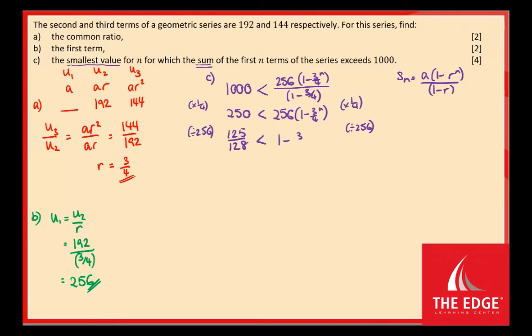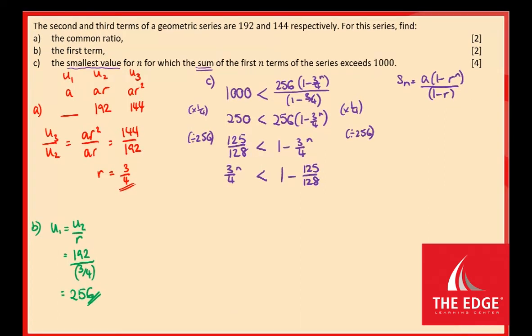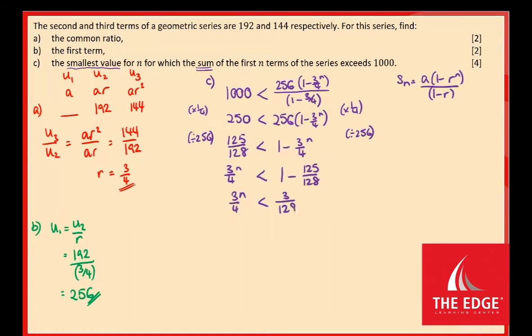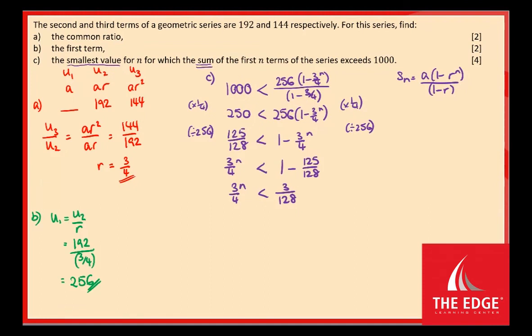So now this looks a little bit tidy here. I will be isolating for my n, but at the moment it's a negative term, so I don't really want that. So I'm going to manipulate this around so it becomes positive. So I actually end up with 3/4 to the power of n is less than 1 minus 125 over 128. Again, a bit of simplifying. So I end up with 3 over 128. Now, because what I'm isolating is actually an exponent, I need to take logs for both sides. So I end up with log of 3/4 to the power of n is less than log of 3 over 128.